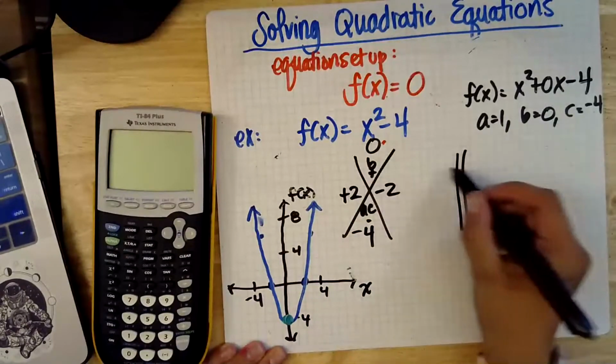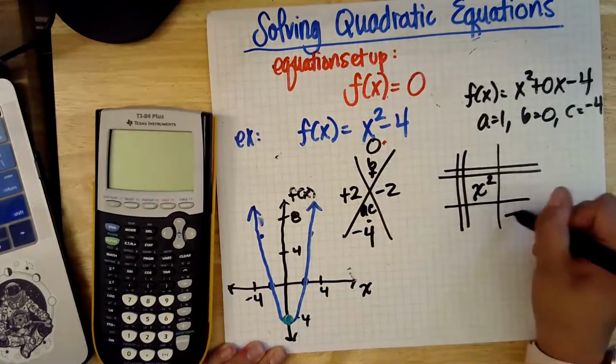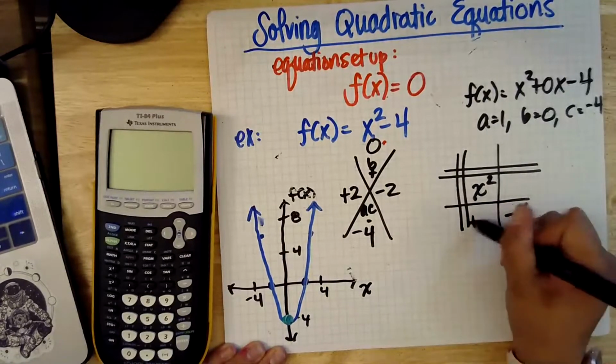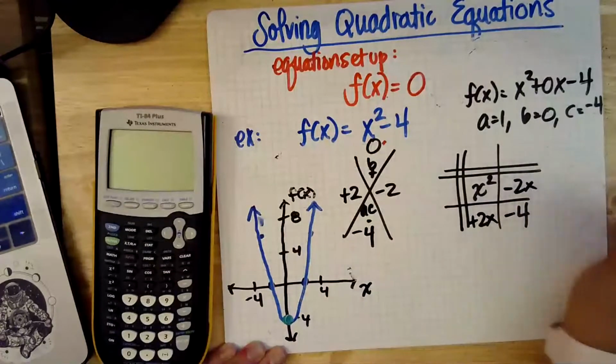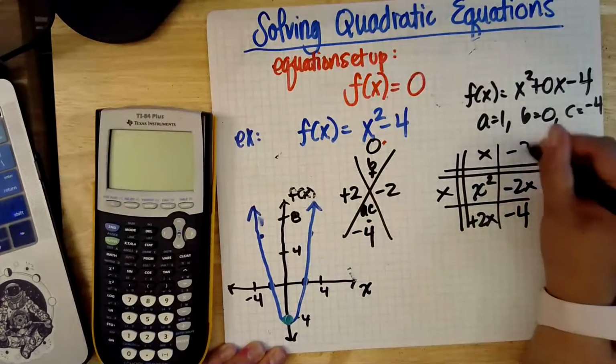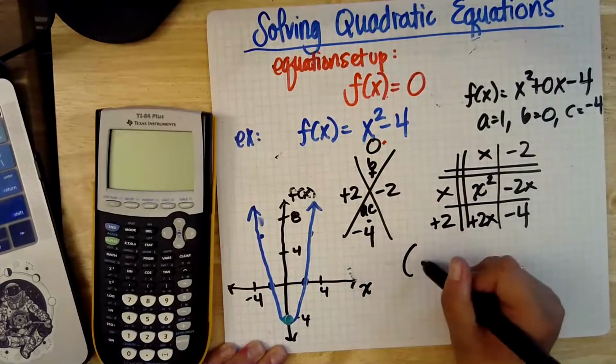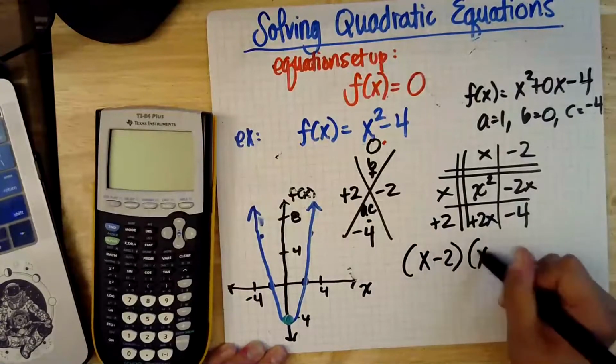So here comes my box. Ax squared will always go here. My c goes here, and then I have a positive 2x and a minus 2x. So now I am playing the box, doing the backwards box, and I get x minus 2, x plus 2.